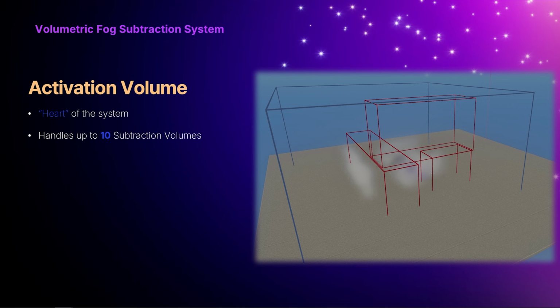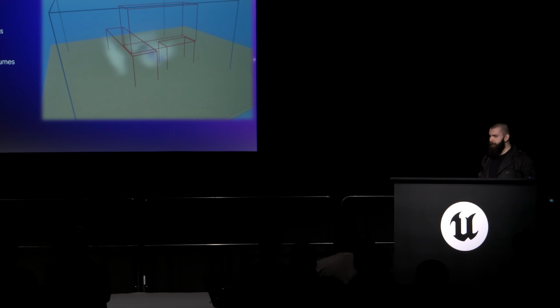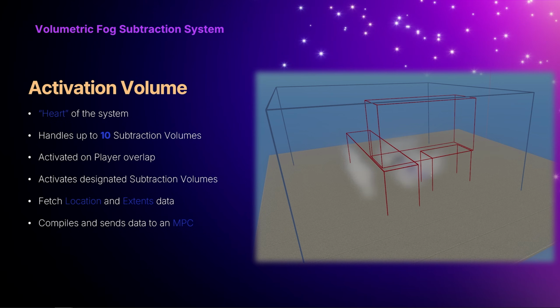But the activation volume is the heart of the system that can handle up to 10 subtraction volumes in itself, and it activates on the player overlap of the activation volume, and is then deactivated when the player leaves the volume. And that activation activates the subtraction volumes designated to that activation volume, and the data from those subtraction volumes is sent to the activation volume, compiled in there and then sent to the material parameter collection. So it fetches location and extents and compiles the data.